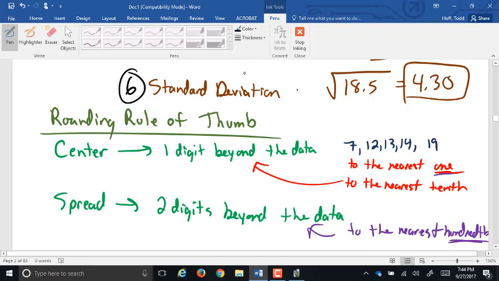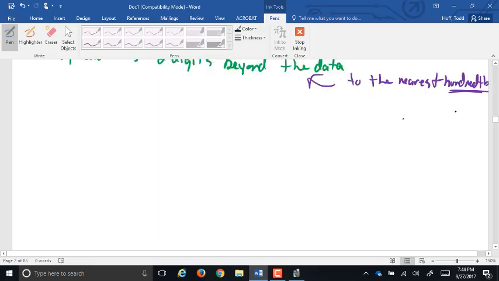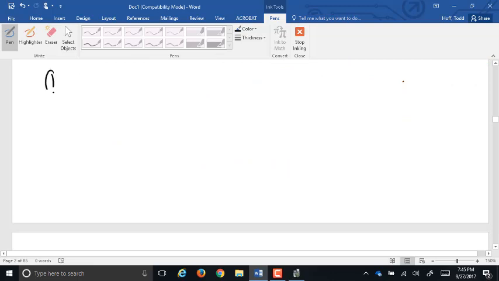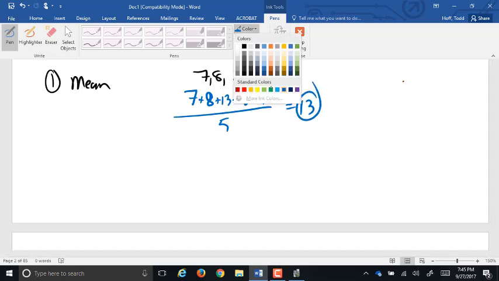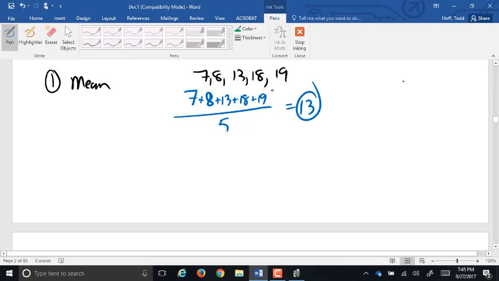Let's prove that this is a precise measure. So that data set we had gave us a standard deviation of 4.3. We had another set of data that was 7, 8, 13, 18, and 19, right? What's our first step? Find the mean, right? I made the data set purposely so I had the same mean.